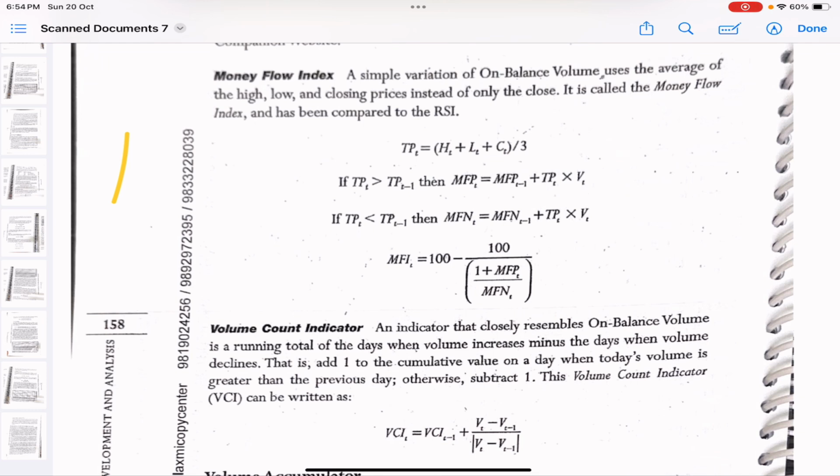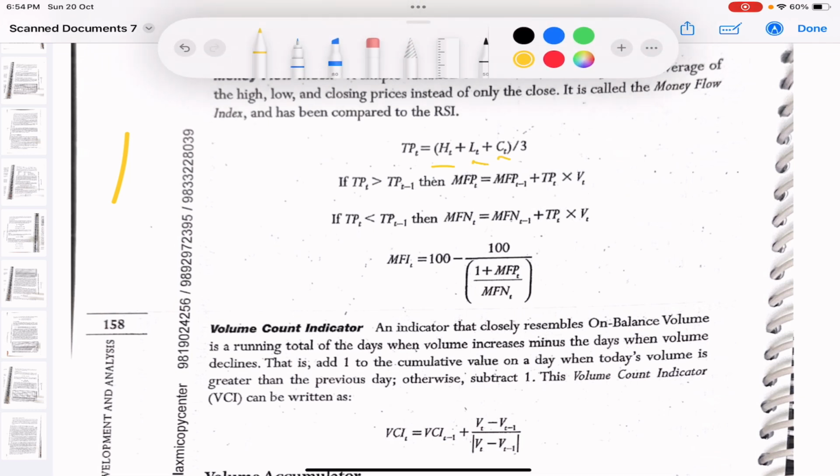Okay. So TP is equal to high plus low plus close divided by 3. High of the day, low of the day plus close, divided by 3. And if today's TP is more than yesterday's TP, then money flow is going to be yesterday's plus TP multiplied by volume. Okay, don't worry about this calculation, just look at it. TP more than yesterday's TP. Then what is the money flow index? Yesterday's money flow index plus today's TP multiplied by volume.